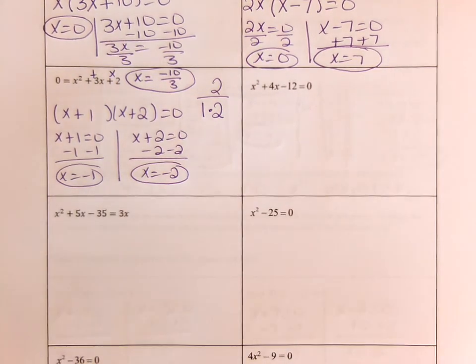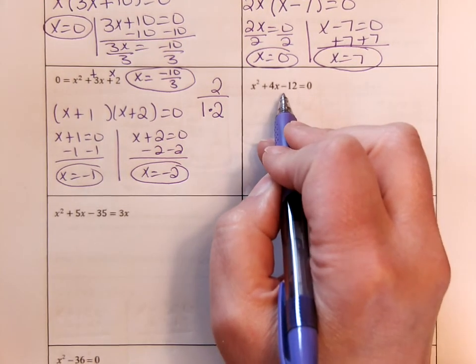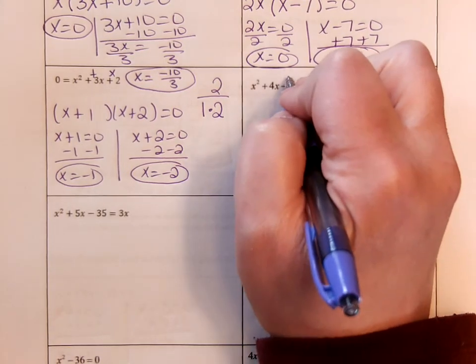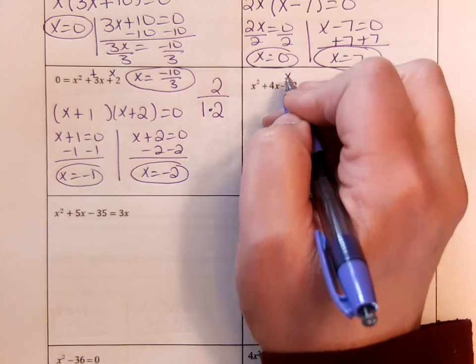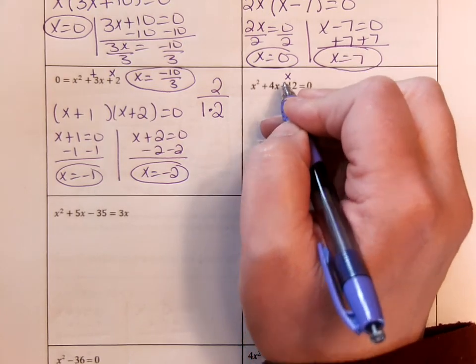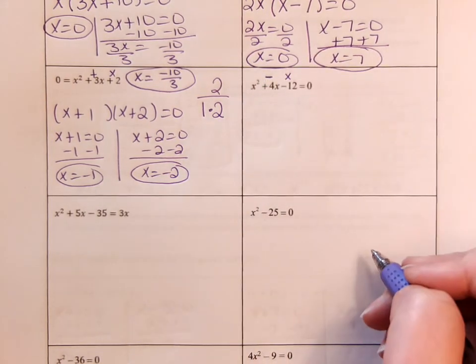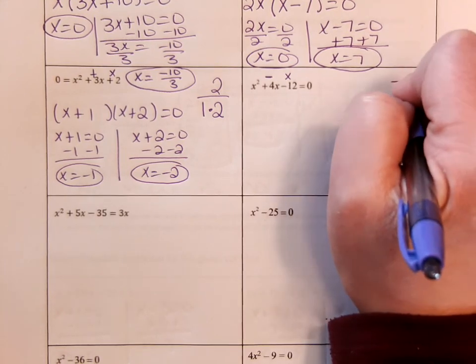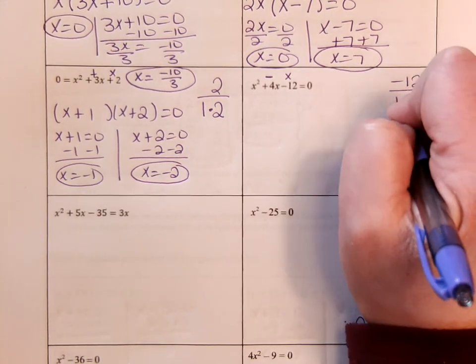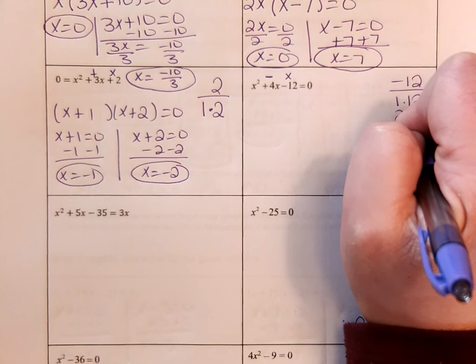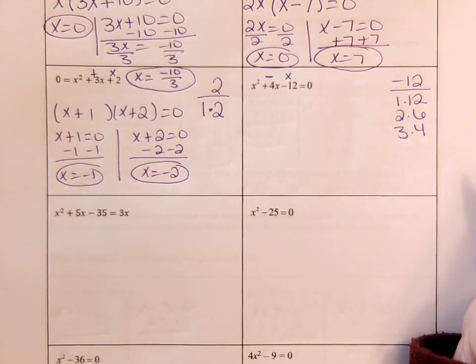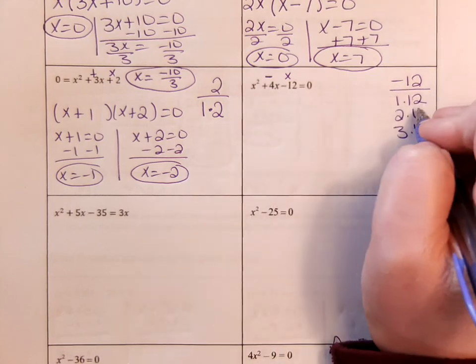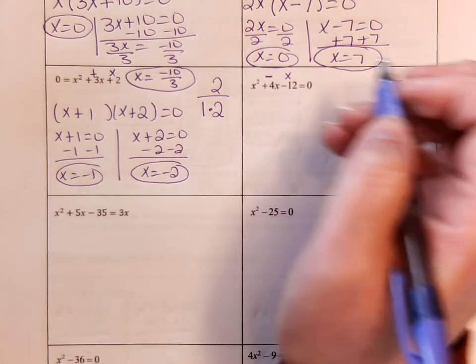The next one is x squared plus 4x minus 12. So we're going to multiply to a negative 12, and when we multiply to a negative, we're going to have different signs, which means we have to subtract to get that middle number. So numbers that multiply to 12: 1 and 12, 2 and 6, 3 and 4. So which pair subtracts to give us 4? That's going to be our 2 and 6.